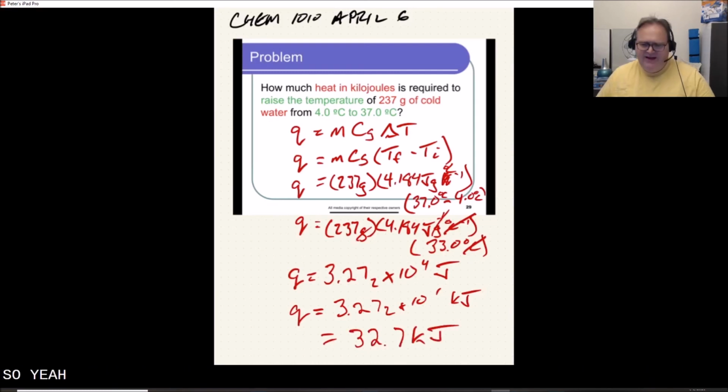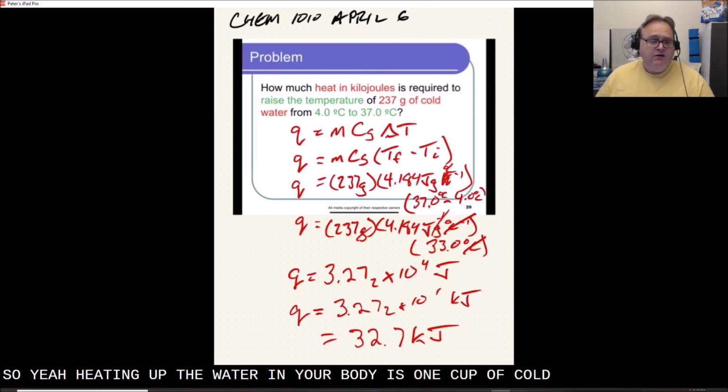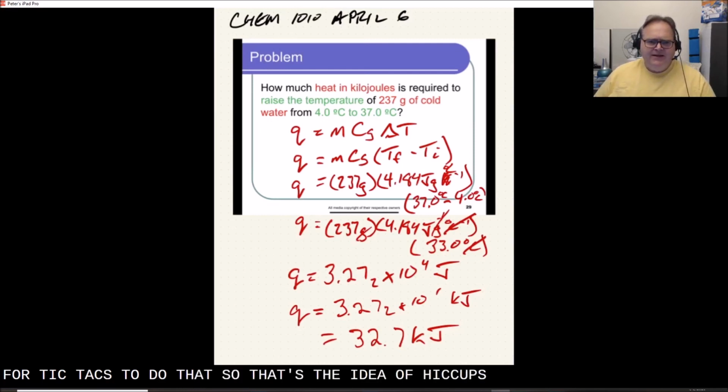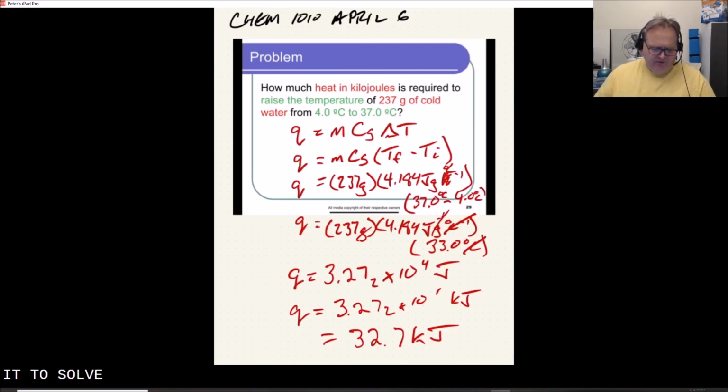So heating up this 1 cup of cold water in your body that came from the fridge is going to take the equivalent in food energy of about 4 Tic Tacs. So that's the idea of heat capacity and how you can use it to solve a problem.